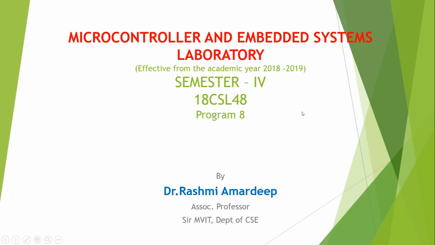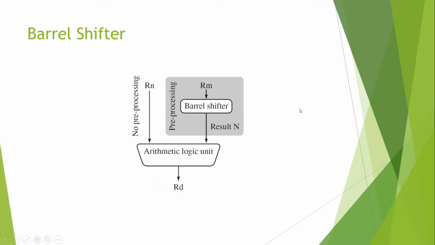Today we are going to discuss the next program, and for the next program we need to have some theoretical background. So we first move to the barrel shifter, which is a unique and powerful feature of the ARM processor, which has the ability to shift a 32-bit binary pattern in one of the source registers left or right by a specified number of positions before it enters the ALU. This shift increases the power and flexibility of many data processing operations.